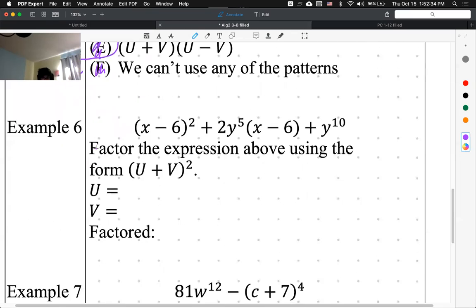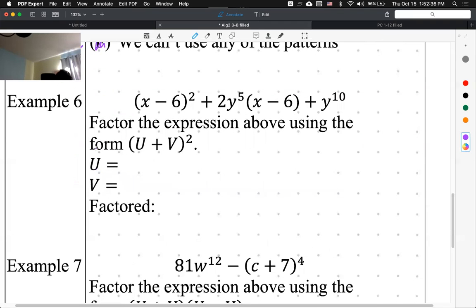All right, so let's move on to example number 6 and then 7, then we'll be done. Example number 6. We have x minus 6 squared plus 2y to the power of 5 times the quantity x minus 6 plus y to the power of 10. I will tell you the form is u plus v squared. I even tell you there's a plus in between. You might have to figure out plus or minus. Yeah, that's a plus. You need to tell me what is the value of u, what is the value of v, and then just fill it in here and you're done.